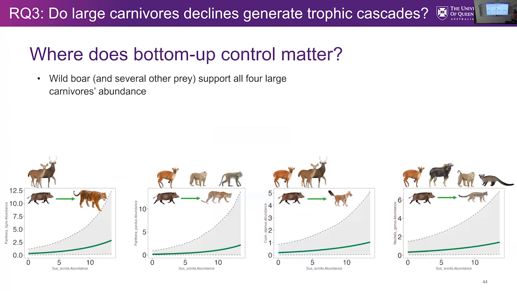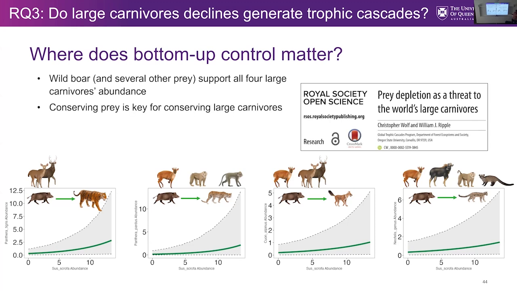As far as bottom-up control, it's interesting to note that wild boar is a key prey species for every single large carnivore, in addition to several other prey species as well. And this leads to nothing new. We know we need to conserve prey if we want to conserve our large carnivores, first and foremost.